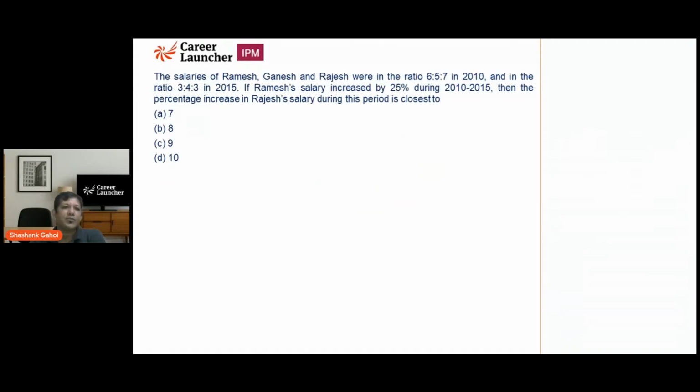Now, let's move to this one. The salaries of Ramesh, Ganesh, and Rajesh were in the ratio of 6 is to 5 is to 7 in 210.